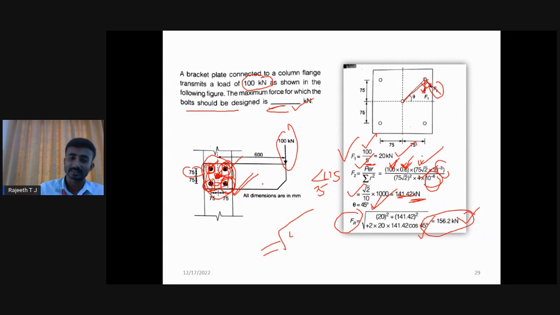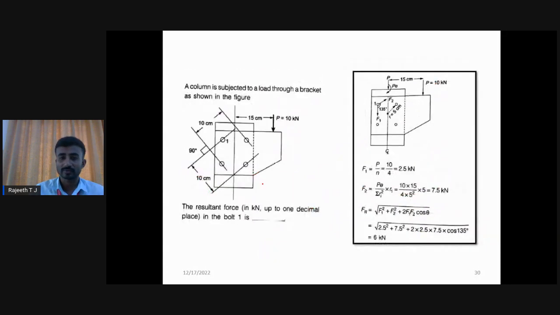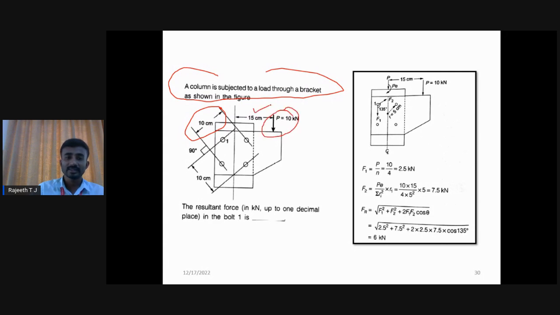This problem is exactly similar to the previous one. If you go to the next problem, again the same pattern is given, but they have given the distances in a different way. Here the column is subjected to the load through the bracket as shown in the figure. The load is 10 kilonewton, eccentricity is 15 centimeters, nothing but 150 mm. From this center line, what I want is the x distance and also the y distance for the extreme bolts.